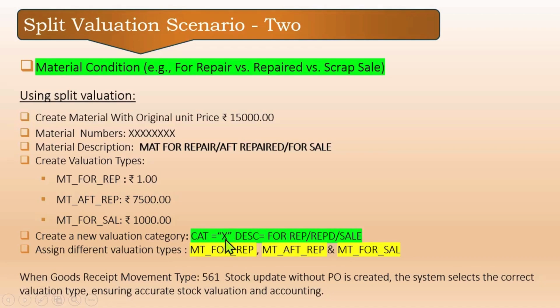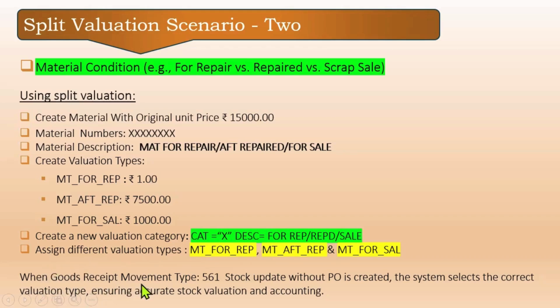So here, to show it as an example, I have taken only X. We don't know what category will be available, which category will be created in the system. So just to understand, I have taken X. This is a single digit or a single character. Okay. And then we'll assign different valuation types to valuation categories. So we'll create these valuations and we'll assign this valuation to the valuation category. That's what we will be doing.